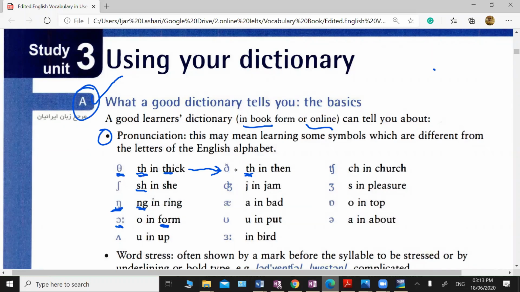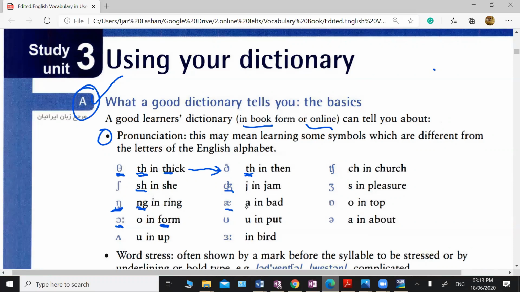Okay, the next one is called the ja sound. Ja, like ja in jam, jar, jaw, juice. Okay, now after this one, we move on to the next one.